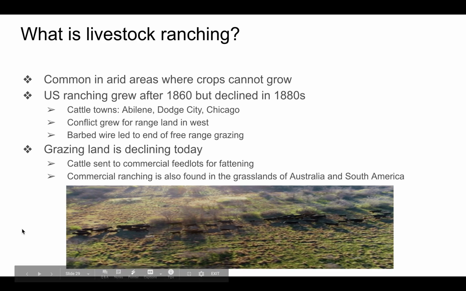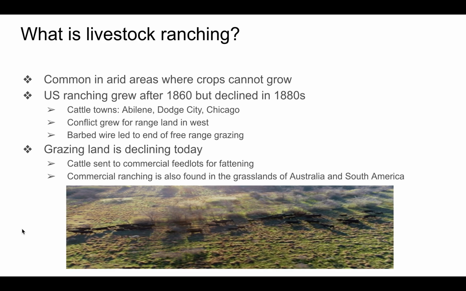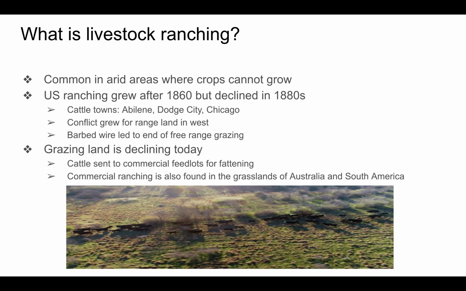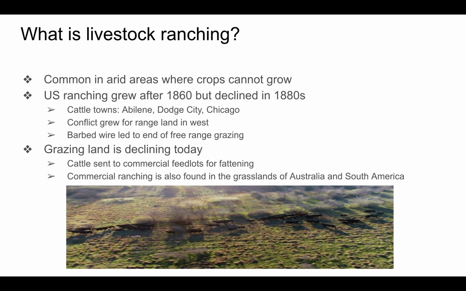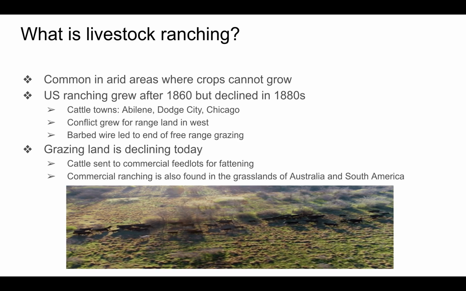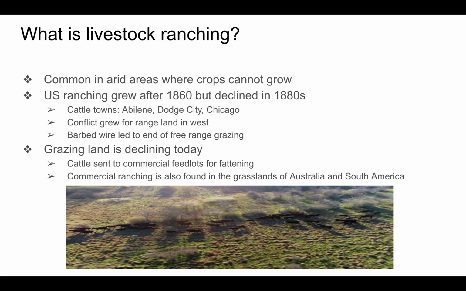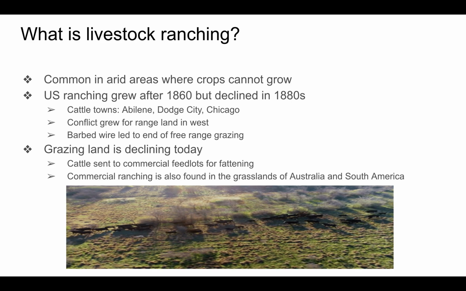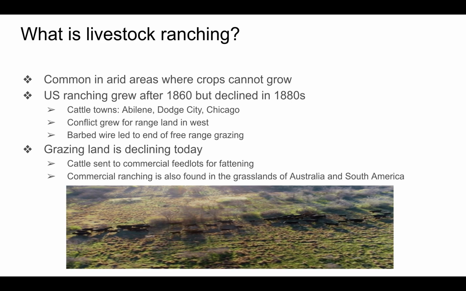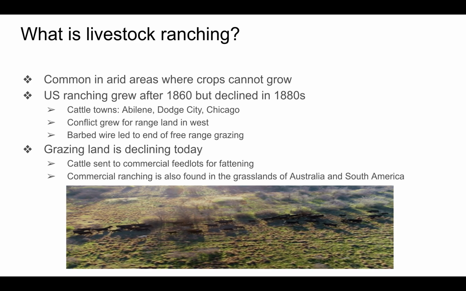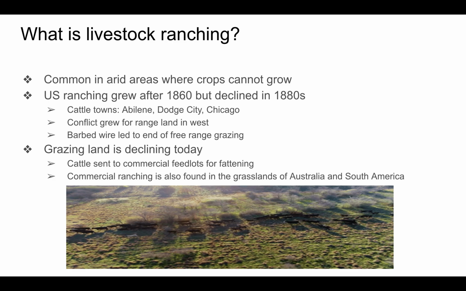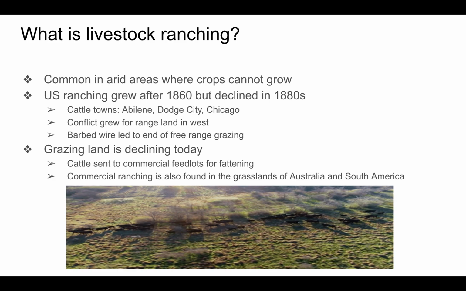Livestock ranching. Ranching grew after the 1860s with the invention of barbed wire and declined in the 1880s. So about 20 years is about how long was the peak of ranching and cowboys in the U.S. They created cattle towns through the cattle runs in Abilene, Dodge City, and Chicago. Chicago has some of the largest grain and livestock exchanges in the world.